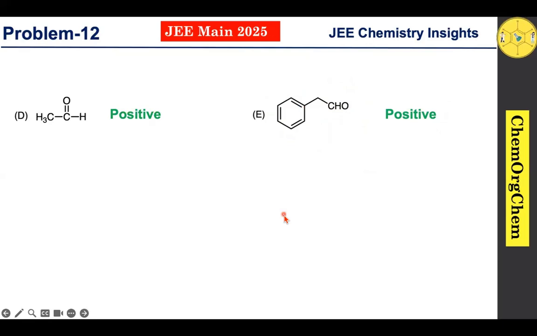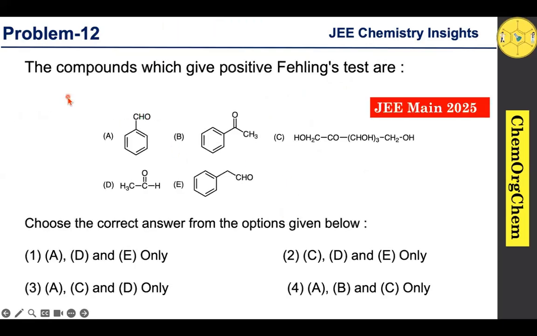Now let's move on to our question. Here you see the compounds which give a positive Fehling test are... As per our discussion, compound C, compound D as well as compound E give a positive Fehling test. Therefore, as per our discussion, among the 4 answers, the correct option for this question is option 2.